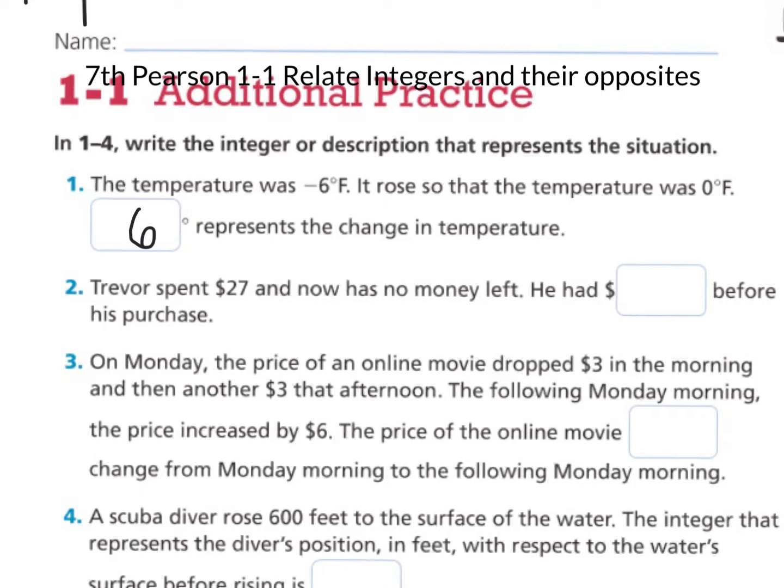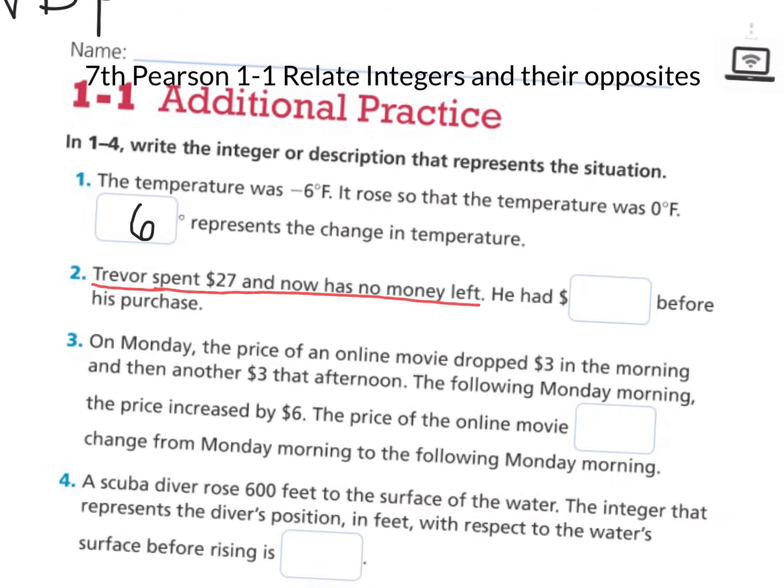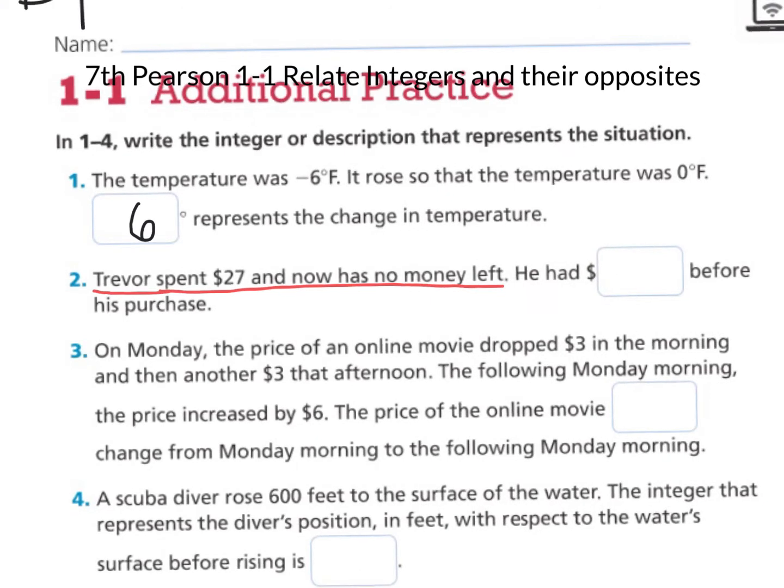Number 2, Trevor spent $27 and now has no money left. So he had blank before his purchase. So that would have to be $27. If he had $27 and then he spent $27, he's got nothing left.